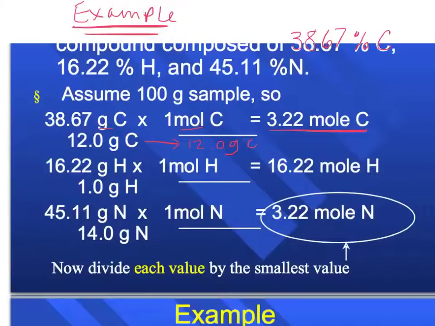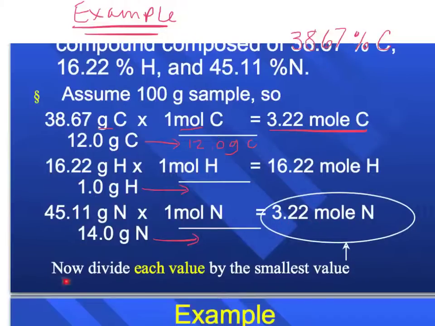We're going to do that same thing with hydrogen. And again, this value should be shoved underneath here. What you're going to see is we take our percent of 16.22, we make it into grams, we then convert that grams into moles, and we come up with moles of hydrogen. We can also do that with nitrogen, convert it into moles, and have moles of nitrogen. So what you notice is we have a value of 3.22, 16.22, and 3.22 again.